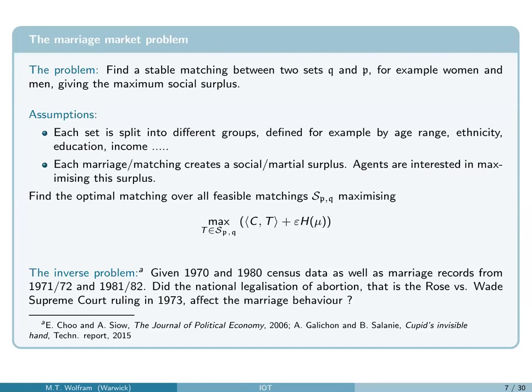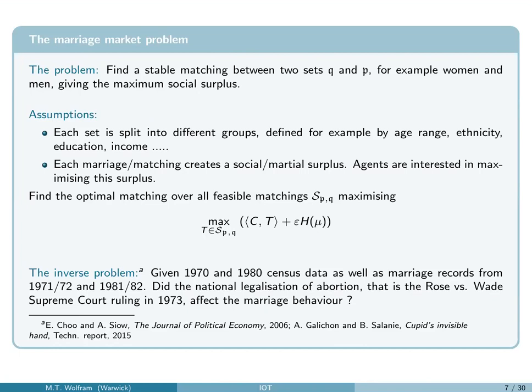And so what they did, and also Chiappori and Salanié, is that they looked at the data sets from 1970 and 1980. So they had the US Census data, as well as the marriage records from the years 71 and 72 and 81 and 82. And they wanted to have a look at how the marriage behavior in this period changed. Because in this period, there were a lot of changes due to developments. I mean, contraception came up, but also there was Roe versus Wade in 73, and abortion was legalized. And the question was, did this affect the marriage behavior?